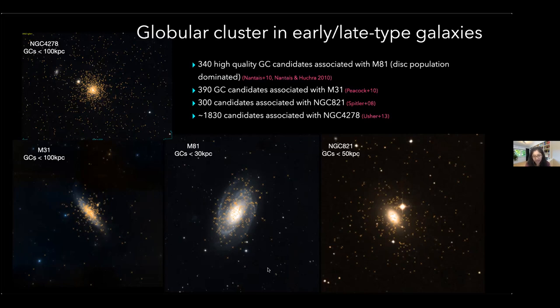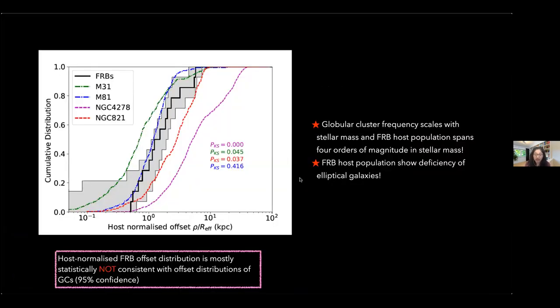So here we note that M81 data is mostly dominated by the disk population of globular clusters, where the majority of the clusters are within 10 kiloparsec from the galaxy centers, while for others, we do see a mix of disk and halo population. So with that data, we observe that the FRB host distribution is mostly statistically not consistent with the offset distribution of the GCs with 95% confidence.